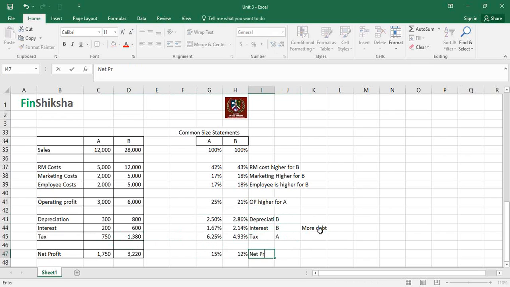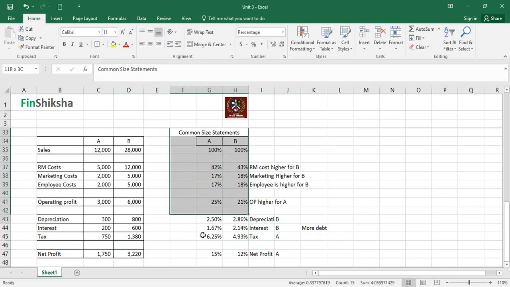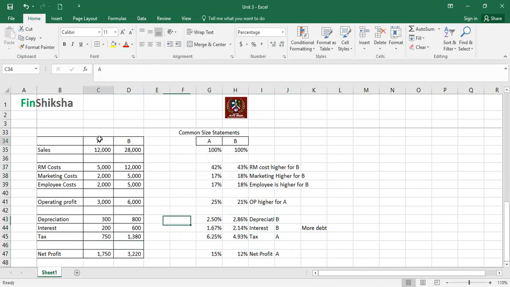Your net profit is higher for A, and so company A is more profitable when you compare it to company B. When you look at common size statements, you can now say that raw material cost is higher for company B, higher by about 1.2%. Marketing cost is higher by 1.2%. Employee cost is higher by 1.2%, essentially, right? So you could say that these costs are higher and the company is ending up spending more on these areas.